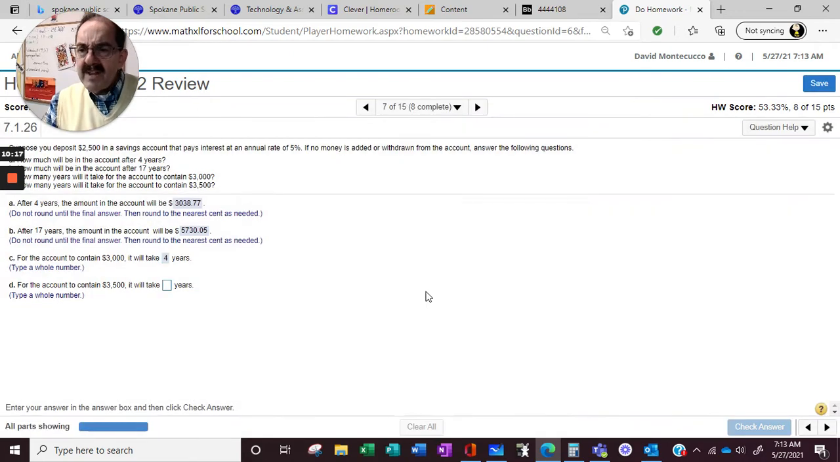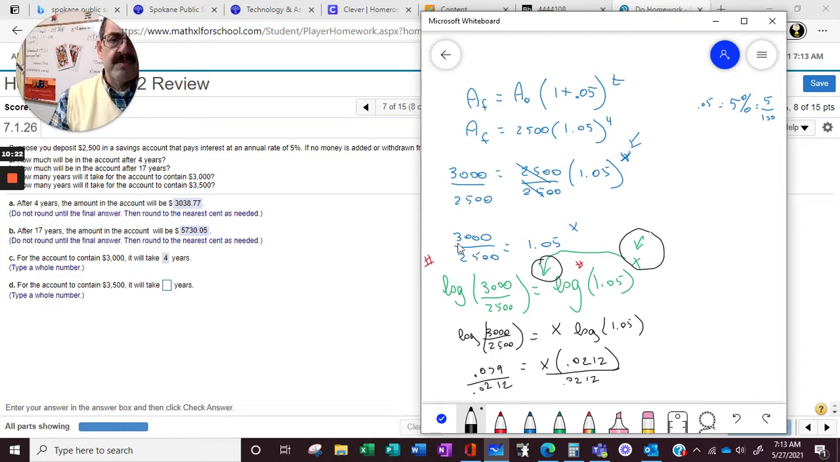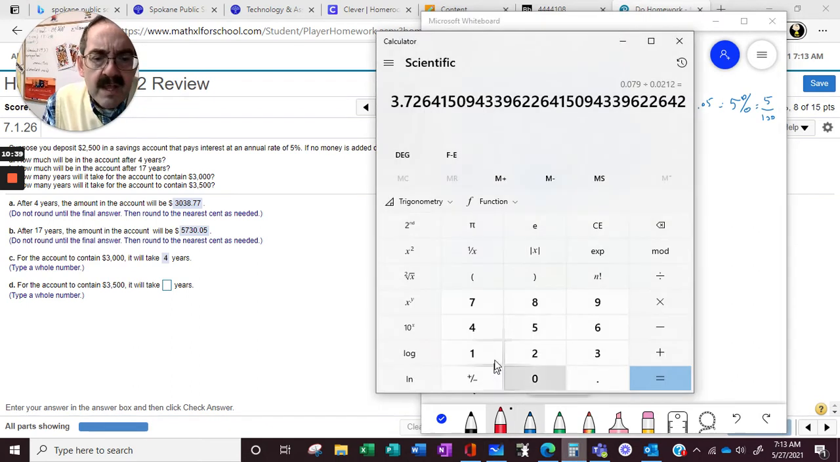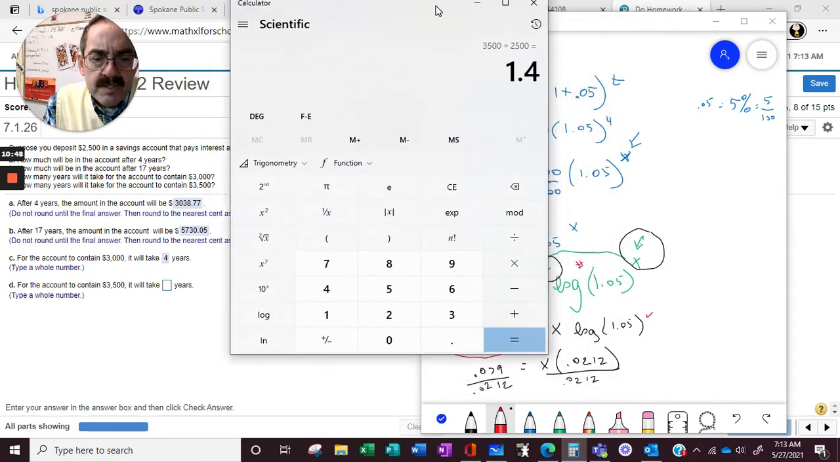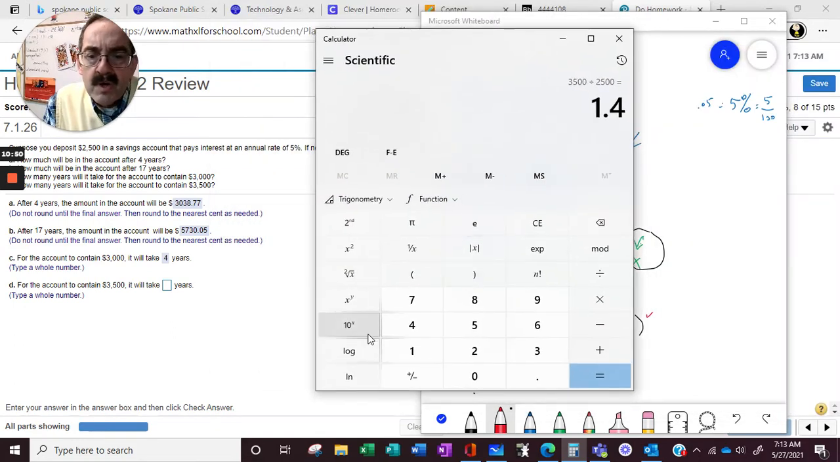All right, good. For the account to contain 3,500. Okay, so now I'm just going to write right over the top to speed this up. 3,500. This number stays the same. So right there, 3,500 divided by 2,500 is 1.4. So 1.4, we want the log of that number.